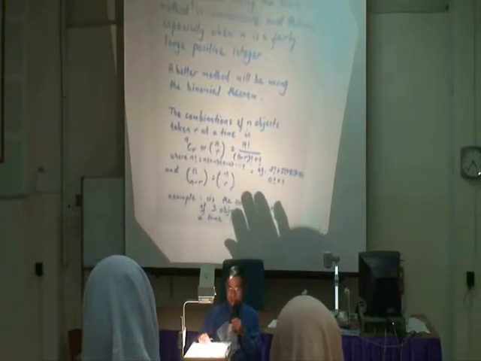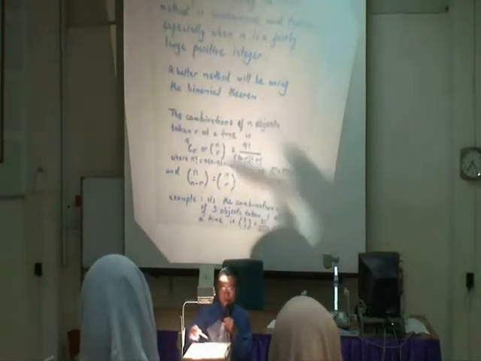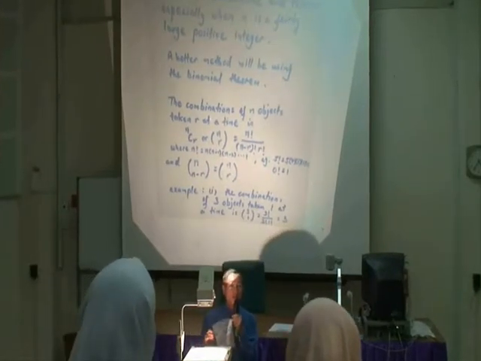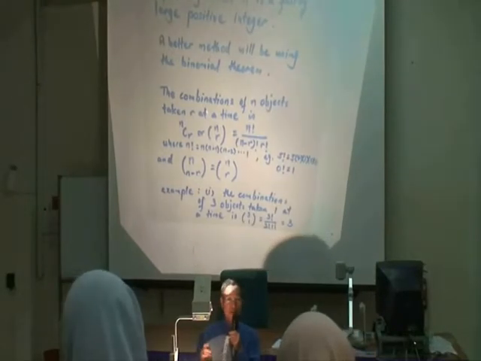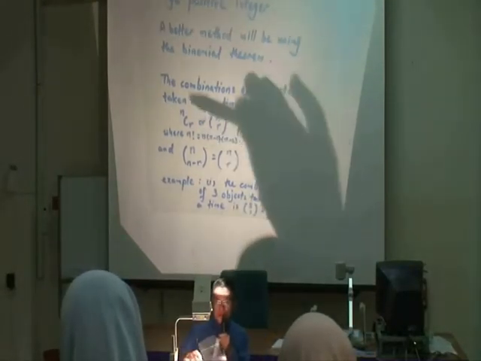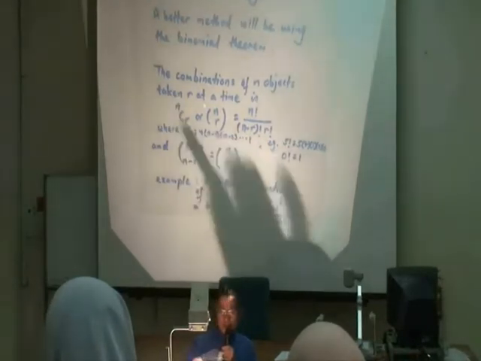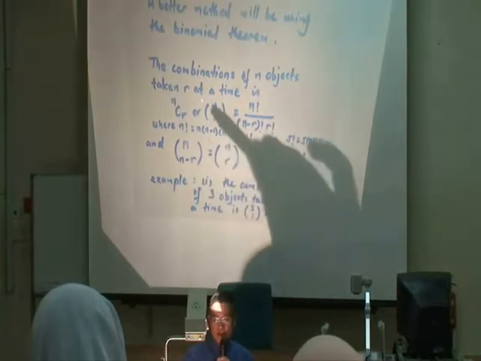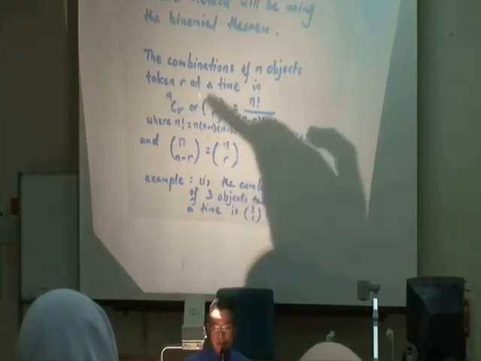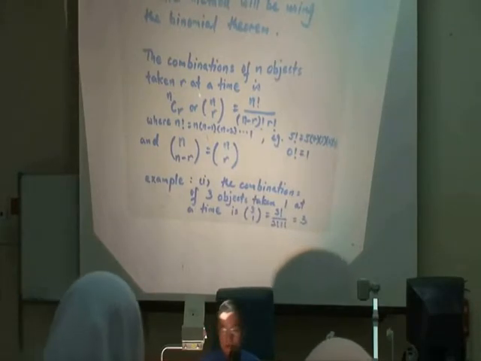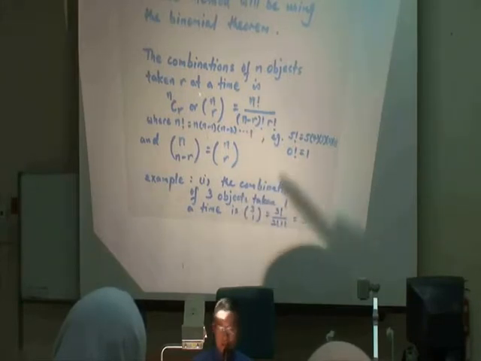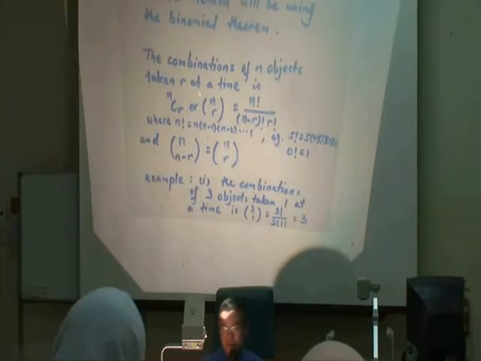Before we discuss the theorem, let us take a look at the combination of n objects taken r at a time, which you have learned in additional maths. The combination of n objects taken r at a time is denoted by nCr or bracket n r, which is equal to n factorial over n minus r factorial times r factorial. Can you still remember this? Yes. Okay, good.